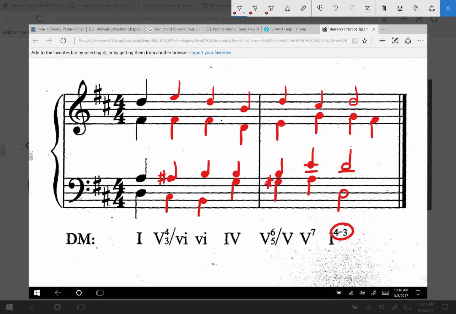Turn to question 6 and listen to my possible solution that I came up with. You'll hear some secondary dominants in this one, and then at the end you'll hopefully hear that 4-3 suspension sound like Fa Mi. Here's D major. Here's my solution, once again.